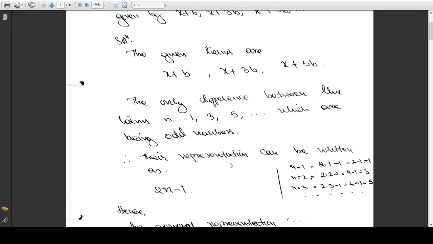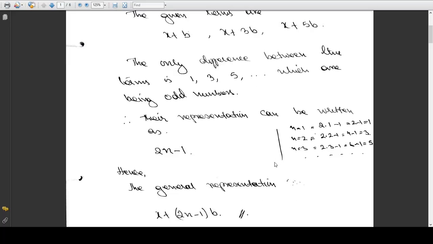But for an odd number you can represent it as 2n minus 1, because if n is 1, 2n minus 1 will be 2 multiply 1 minus 1, 2 minus 1 is 1. If n is 2, 4 minus 1, that is 3. If n is equal to 3, 2 multiply 3 minus 1, that is 6 minus 1, that is 5. That means the representation of the odd number can be written as 2n minus 1. If you substitute n equal to 1, 2, 3, and so on, you will get 1, 3, 5, 7, 9 as the odd numbers.